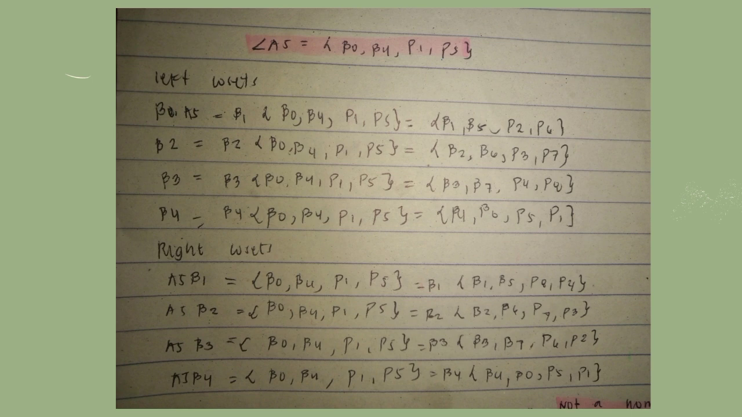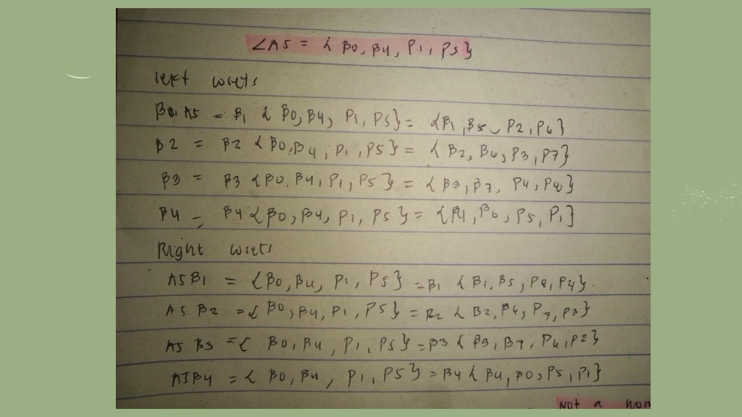These are the b sub 1, b sub 5, p sub 8, and p sub 4. Next, we have b sub 2, b sub 6, p sub 7, and b sub 0. Next, we have b sub 3, b sub 7, p sub 6, and p sub 2. And lastly, we have p sub 4, p sub 0, p sub 5, and p sub 1.